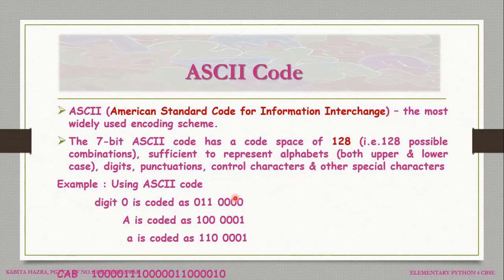So using ASCII 7-bit code, A is represented as 1000001, B as 1000010 and so on. The digit 0 is represented as 0110000, 1 is represented as 0110001 and so on.